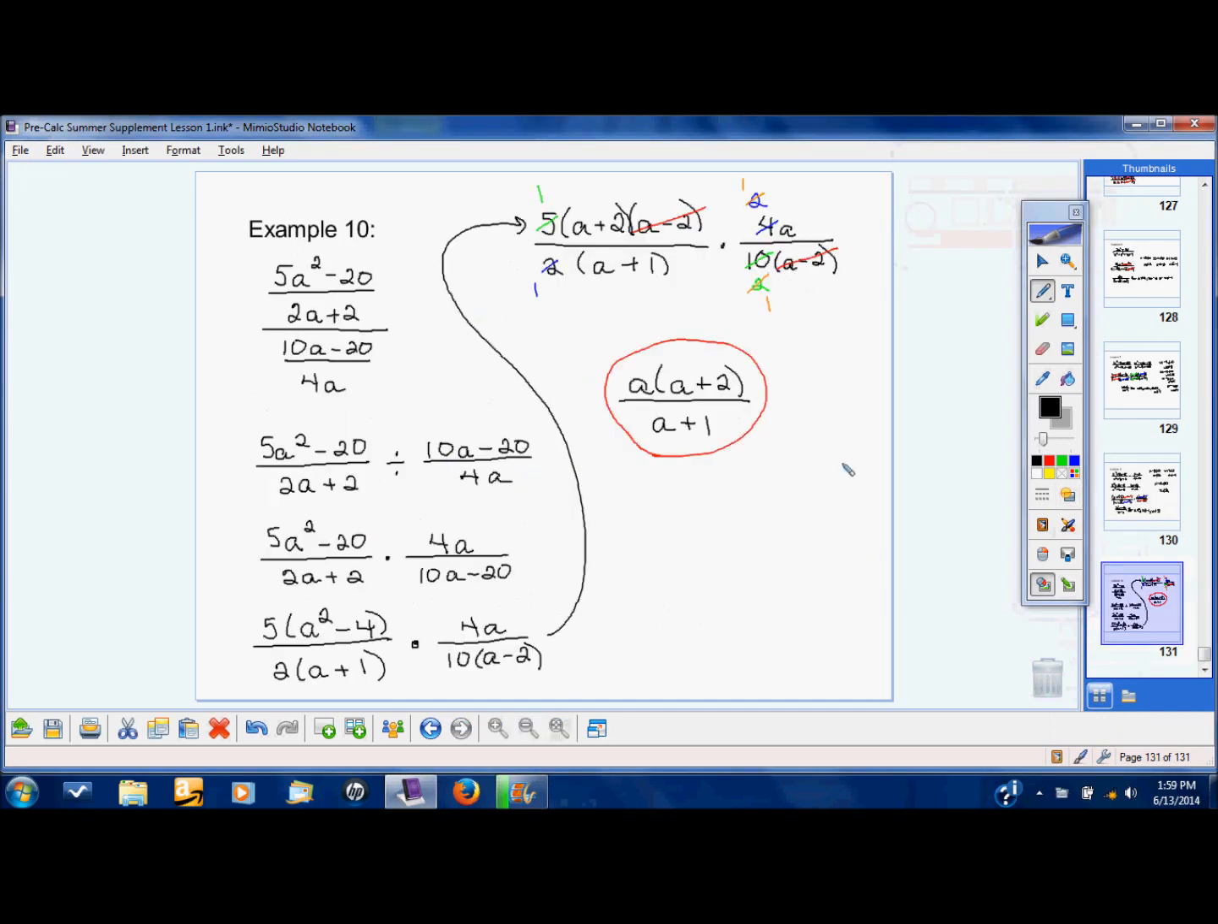And finally our last one. Got to find our exclusions here. Now this was a big problem. There was a lot to do in this one. And we've got this compound fraction here. We just have to make sure we don't miss anything. First one that we look at, this 2a plus 2. When that one ended up getting factored, that's where this a plus 1 comes in. So a plus 1 can't be 0. So a can't be negative 1.